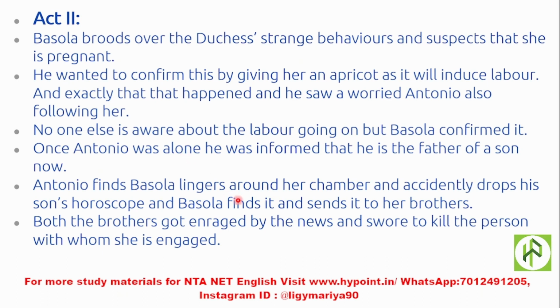Antonio finds Bazzola lingering around her chamber and accidentally drops his son's horoscope, and Bazzola finds it and sends it to her brothers. So now he has confirmation, but he needs solid evidence. Antonio saw Bazzola lingering around the Duchess's chamber, and accidentally, while passing, Antonio drops his son's horoscope there, and Bazzola, as we expected, finds it and sends it to her brothers. Both the brothers got enraged by the news and swore to kill the person with whom she is engaged. So now they also knew that she is engaged to Antonio, and that she gave birth to a son.